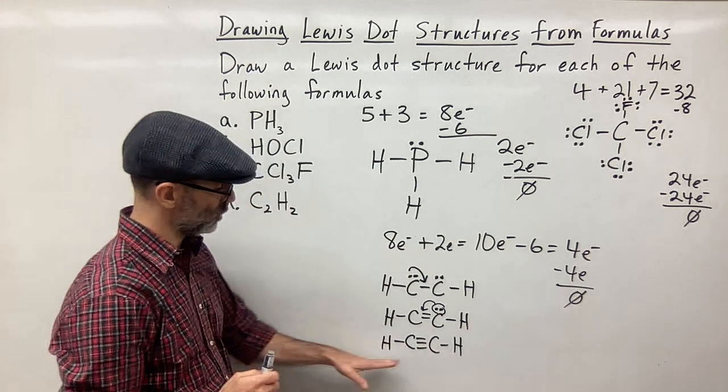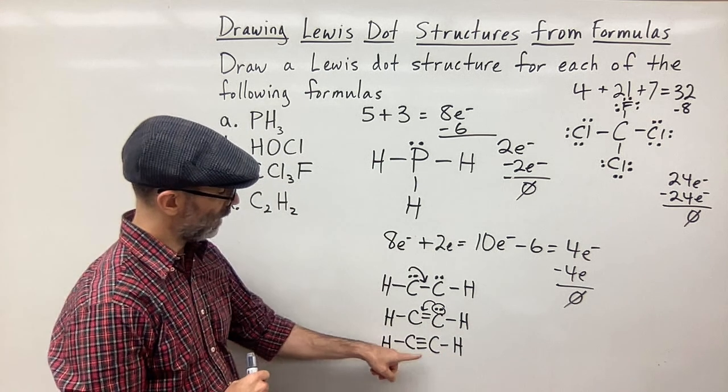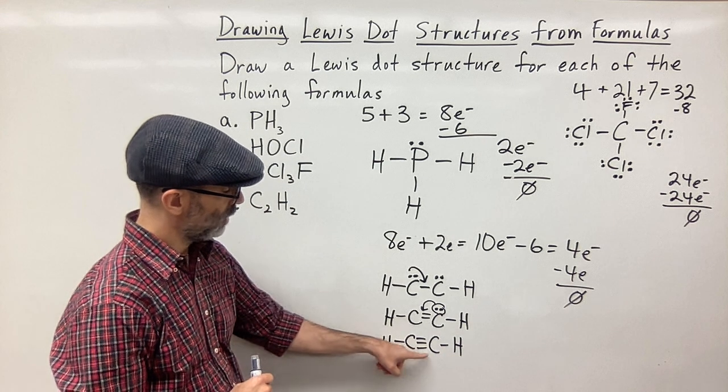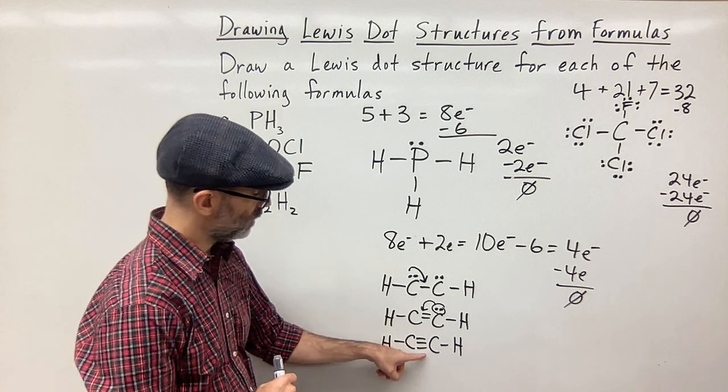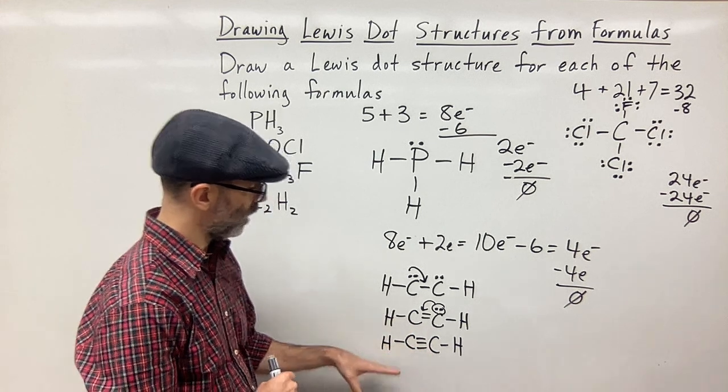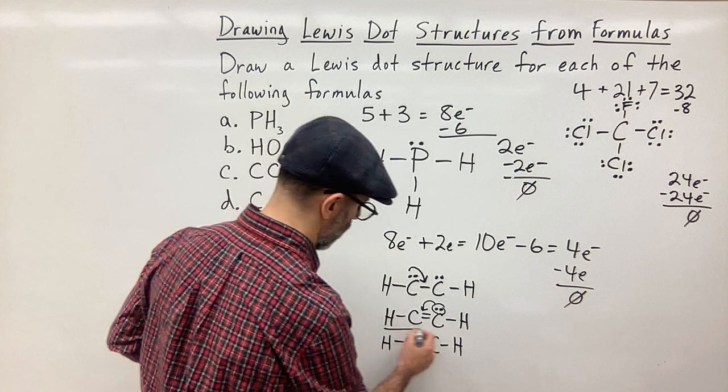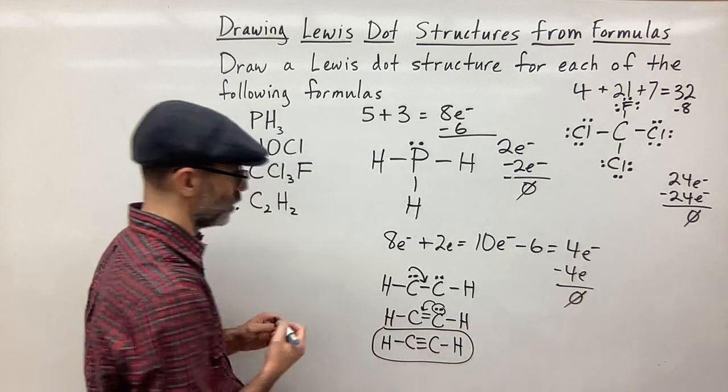And so now I have that structure. And now look, each carbon has 4 bonds. That's going to be good for this carbon. This carbon has 4 bonds, so they all have an octet. So this would be my Lewis dot structure.